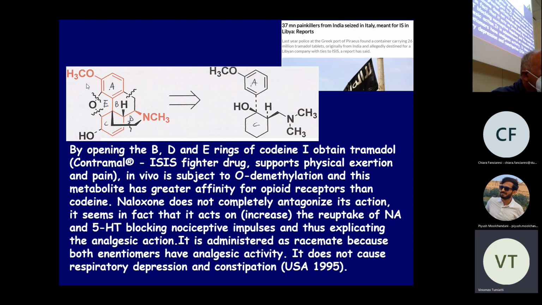This is codeine. We can open the E ring. We can open B ring. We can open D ring. And here you see the result of these rings opening. Tramadol. Tramadol is characterized by a basic function, of course. Ring C remains, and the ring A with the methoxy group remains.